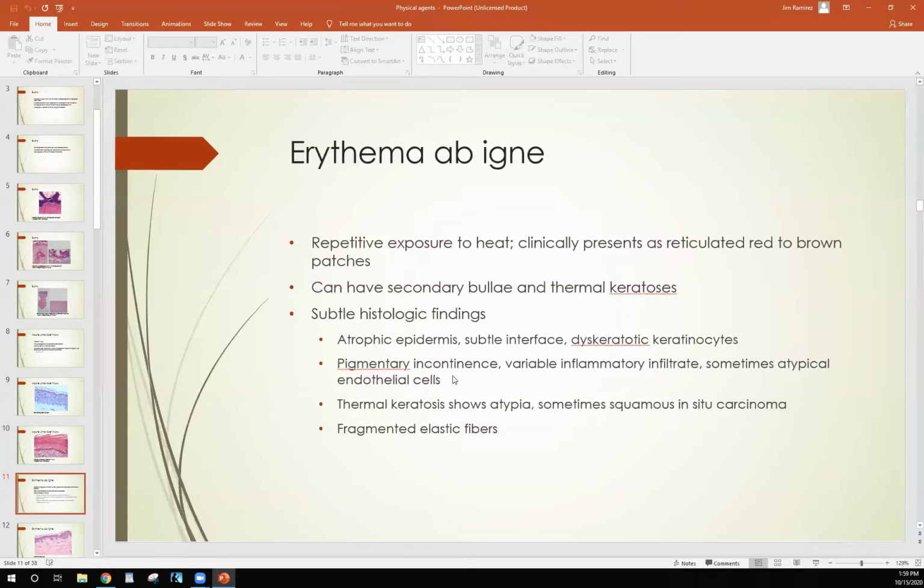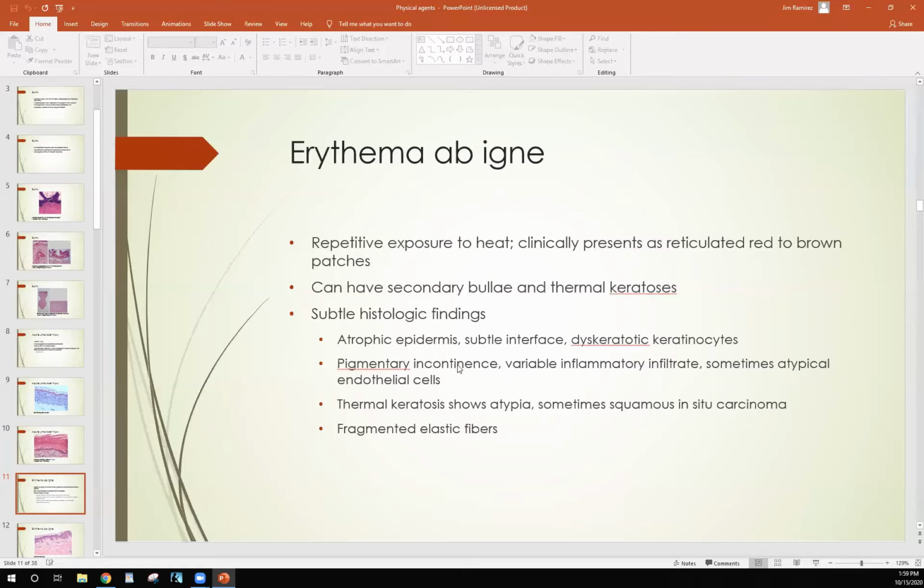But usually all we see is very, very subtle findings. You may see an atrophic epidermis, a little interface, a few dyskeratotic keratinocytes. But often, in the few cases I've seen of this, you look at it and you think it looks very normal. It's kind of hard to tell what's really wrong with it until you look closely and until you get more of the clinical history. So it's important to be aware of, correlate the whole thing, clinical pathologic correlation.